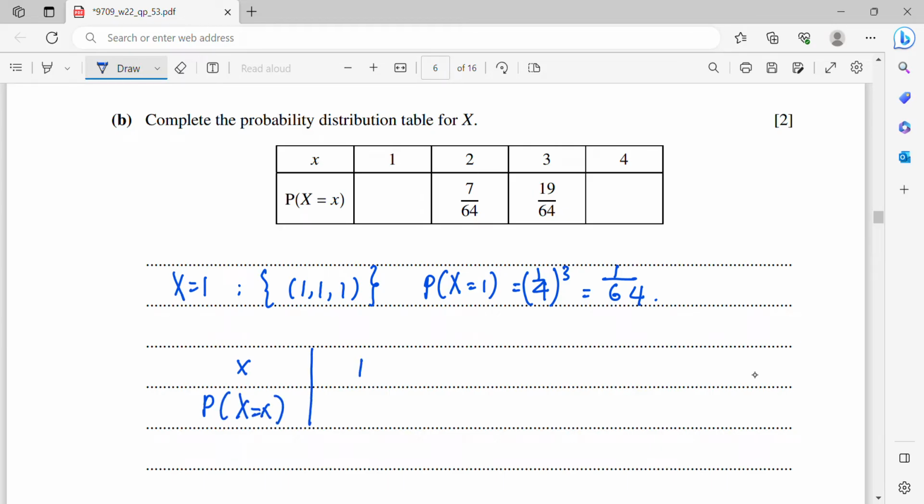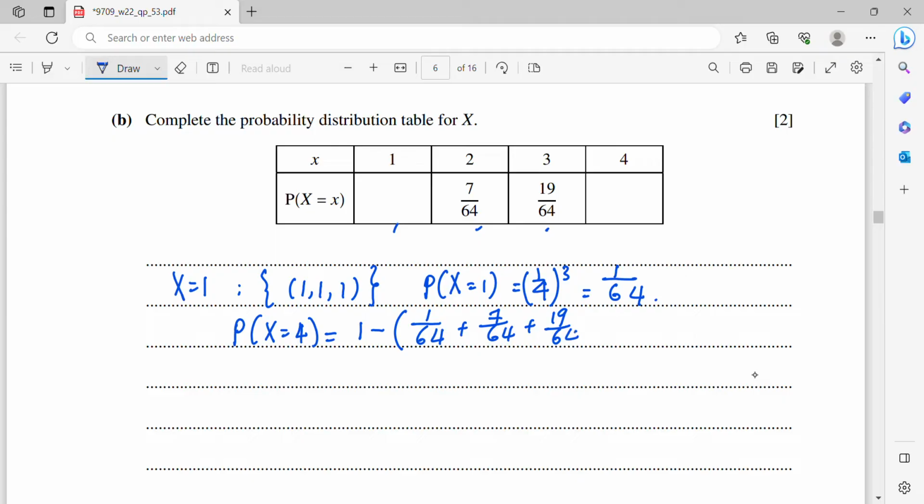So here 1. Oh, sorry, I need to count the other one first, before I complete the table. So now, when P(X=1) is done already, then given 2 probabilities, you can find the last probability. So P(X=4) is basically 1 minus all the 3 probabilities. So 1 over 64 plus 7 over 64 plus 19 over 64. So at last, you will be getting 37 over 64.